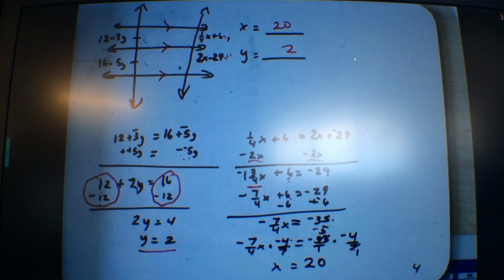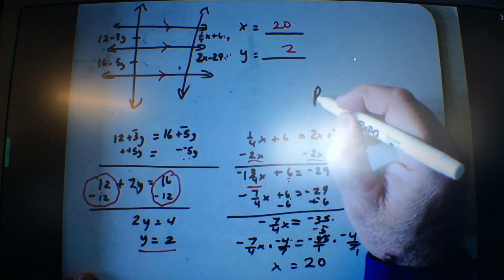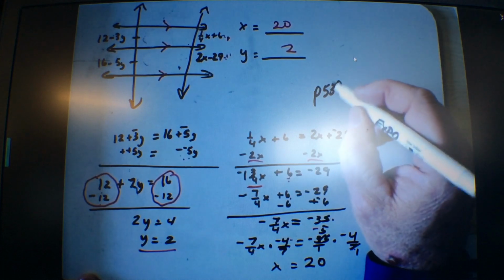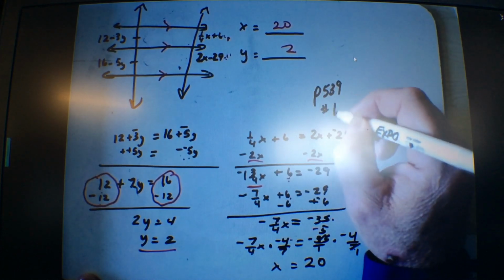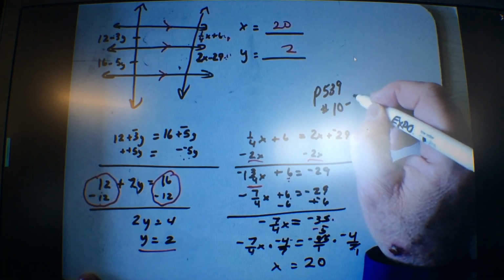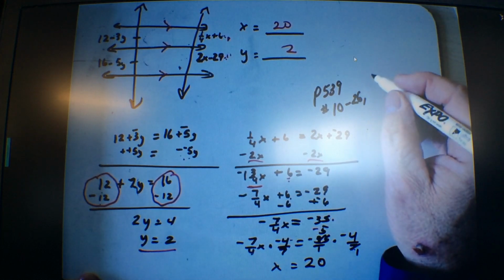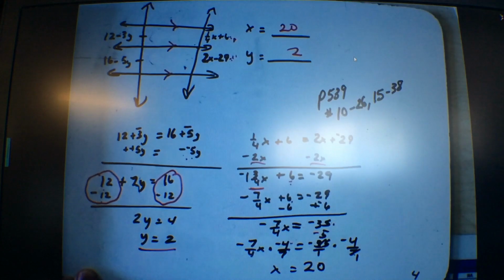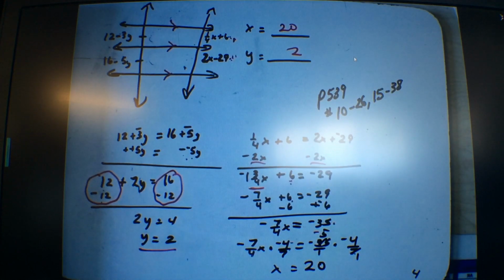Okay, so our assignment is page 539, numbers 10 through 26, 15 through 38. It is due Friday, but I'm going to lecture on Thursday. Can you read that? It's 10 through 26, 15 through 38. Can we write that? Yeah, if you'll put it on the board, that'll be great. Okay?